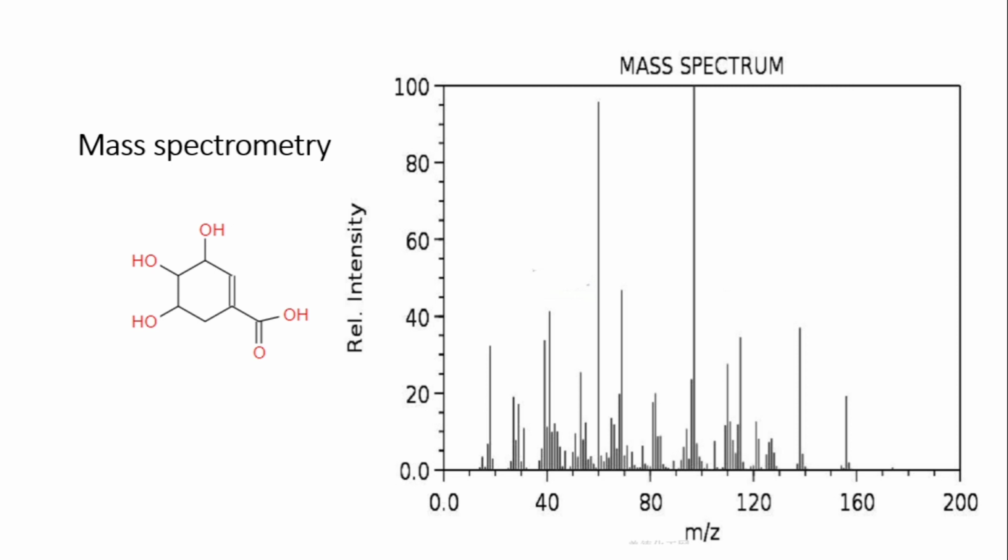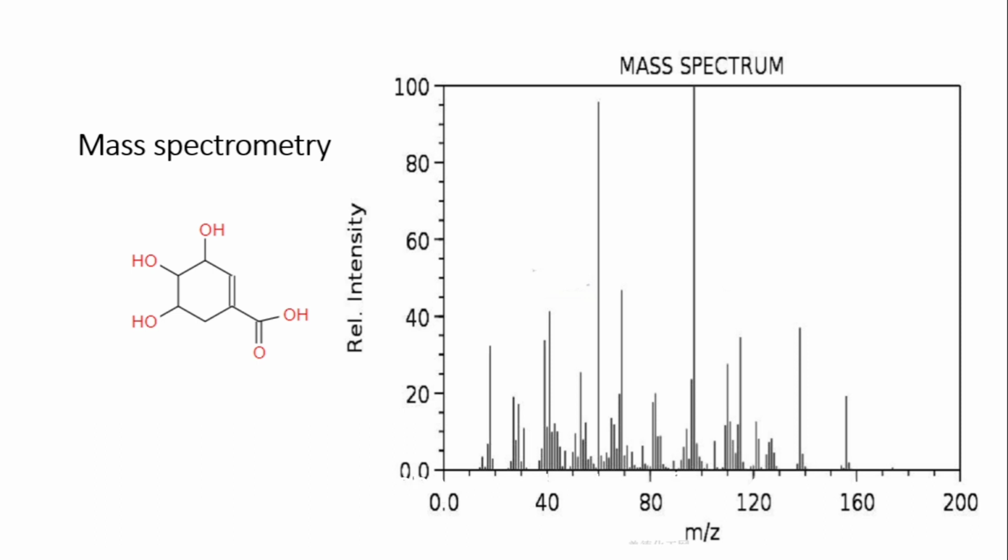I'm going to present about mass spectrometry for 3,4,5 trihydroxy cyclohexene carboxylic acid. Shikimic acid typically produces ions which correspond to the molecular weight of the compound plus one proton. The ion of shikimic acid has a mass over charge value of around 173.